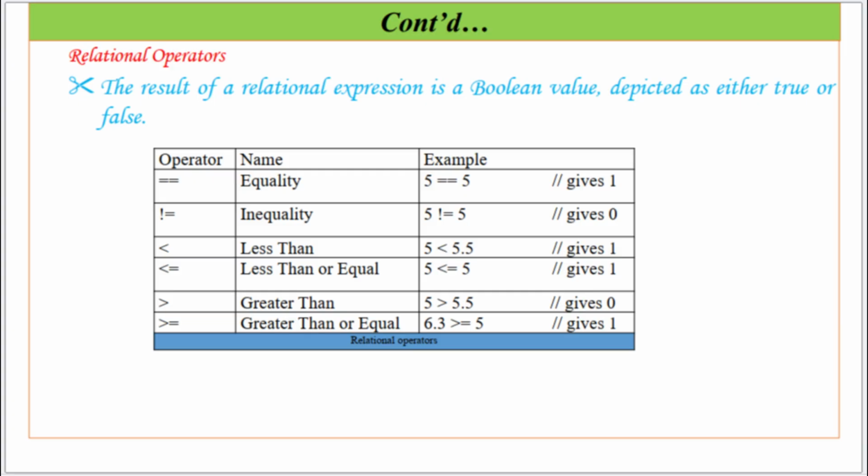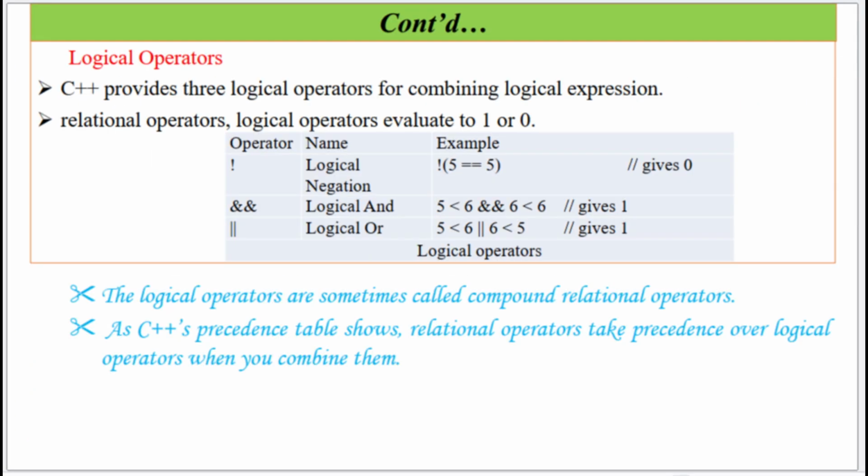Relational operators. Logical operators. C++ provides three logical operators for combining logical expressions. Logical operators evaluate to 1 or 0. Operator name and example: logical negation, !(5 == 5) gives 0; logical and, 5 < 6 && 6 < 6 gives 0; logical or, 5 < 6 || 6 < 5 gives 1.